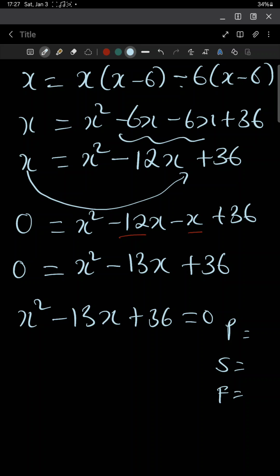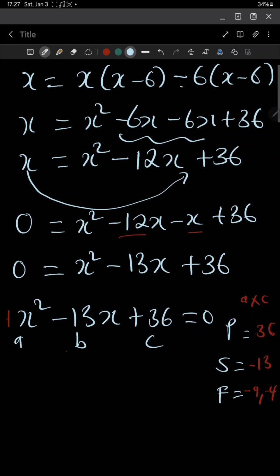How do you find the product? This is our A, this is our B, this is our C. In finding the product, we say A times C. A, the coefficient here, is 1. 1 times 36 is 36. Our sum is B, so negative 13. Which numbers multiply to give 36 and add to give negative 13? They are negative 9 and negative 4. So those are the factors.